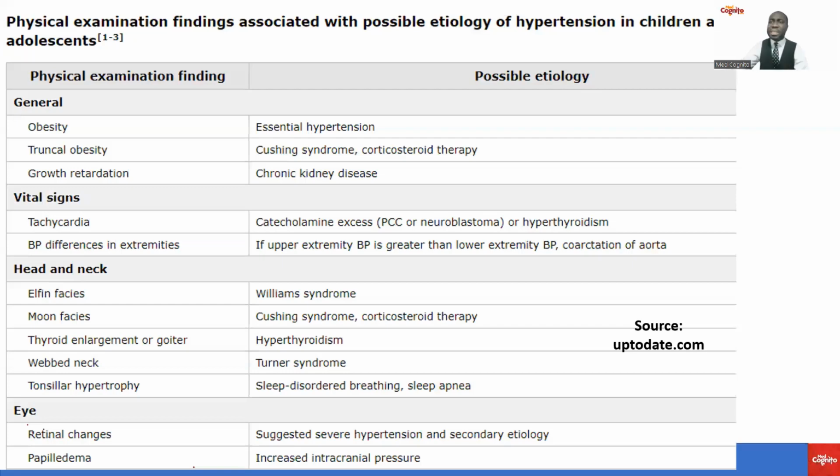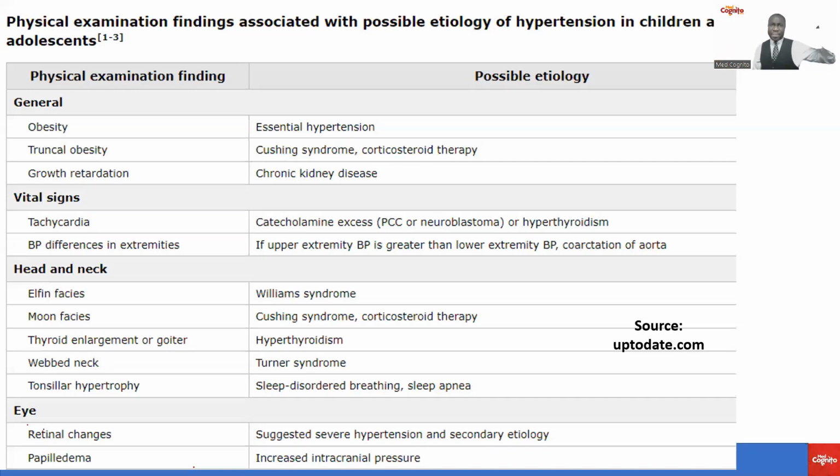I think somebody was asking me, but Dr. Bruni, obesity is usually associated with secondary. Yes, with secondary. And this is a table from UpToDate. Obesity, possible etiology, essential hypertension. Truncal obesity goes with Cushing's syndrome or corticosteroid therapy.